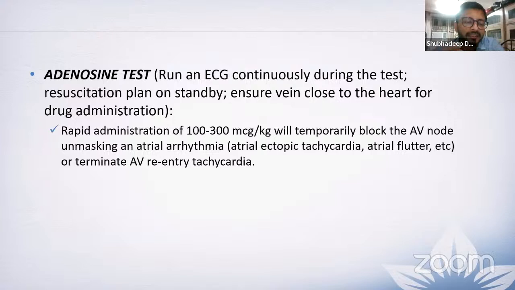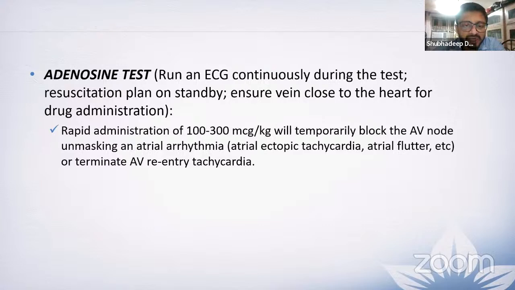We know that adenosine typically would be helpful in some of the re-entrant tachycardias like SVT. It can actually terminate your supraventricular tachycardia, but it can also be very helpful in diagnosing an abnormal rhythm. Like if you have a patient suffering from atrial flutter and you are not able to identify the rhythm, you just think that the patient has been having SVT, then you just give adenosine.